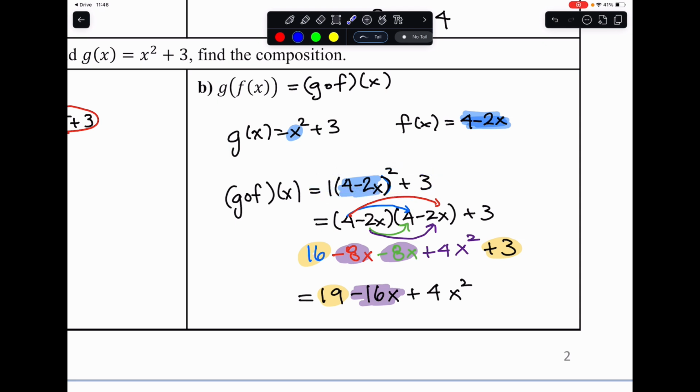Okay, so this concludes the first part of this lesson. The next part we'll talk about how to evaluate these type of composition functions. We're going to only focus on composition functions and how to evaluate composition functions.